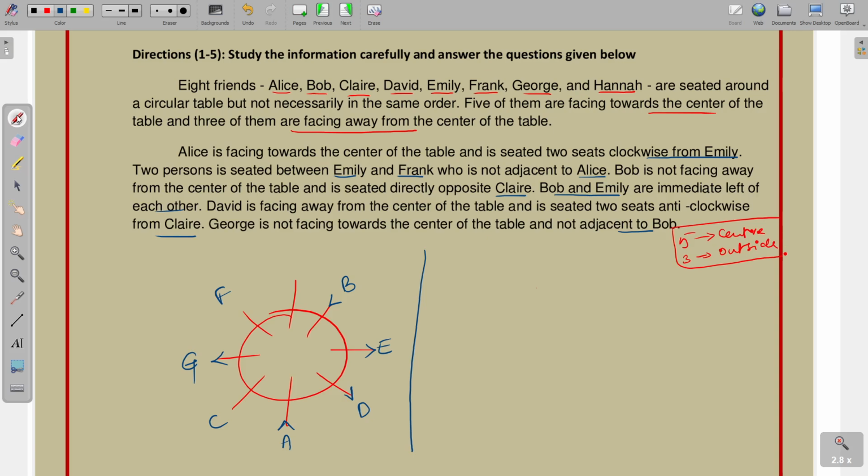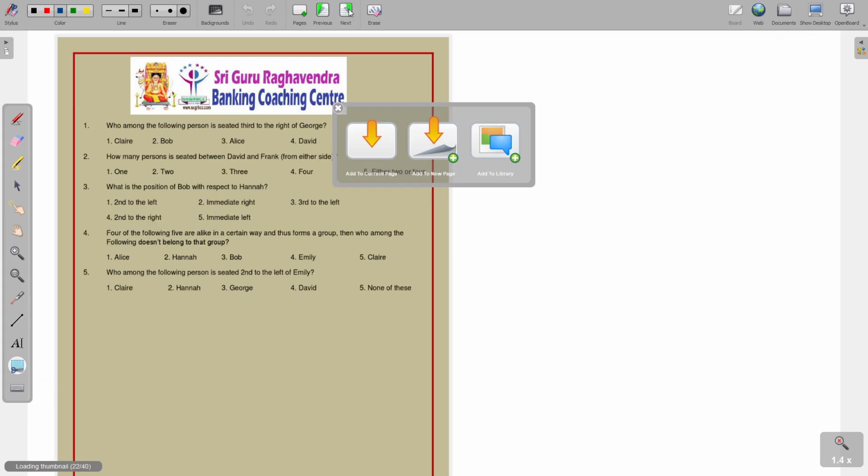Next, see what person we left, that is H, placing here. So see, B is facing center, E outside, D outside and G outside. So here 3 persons are outside, remaining all persons are facing inside of the table. 5 persons are facing inside of the table and remaining 3 persons are outside of the table. It is the final arrangement of the puzzle. Let us move on to the questions.